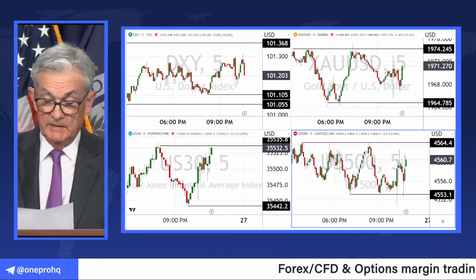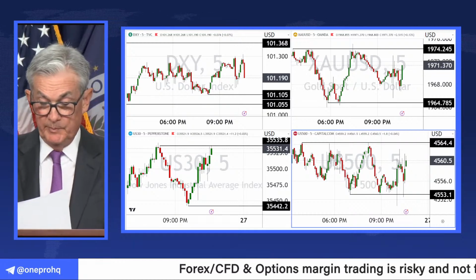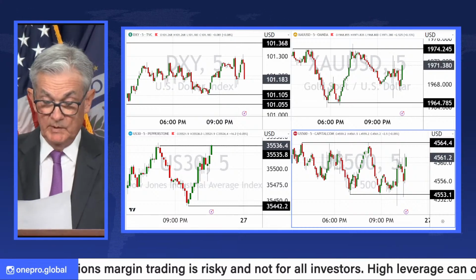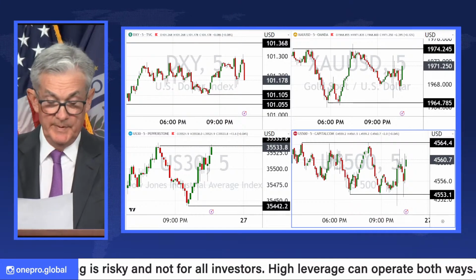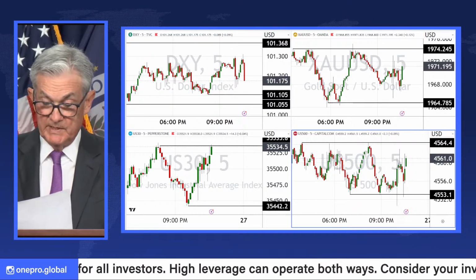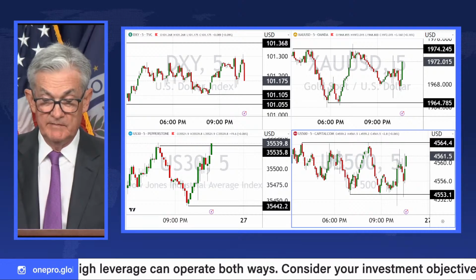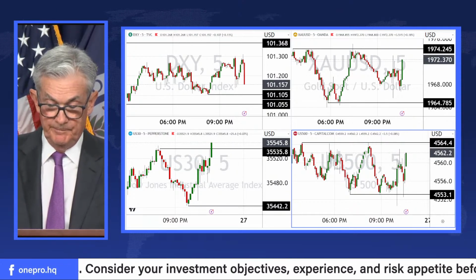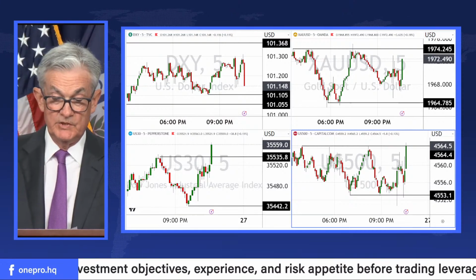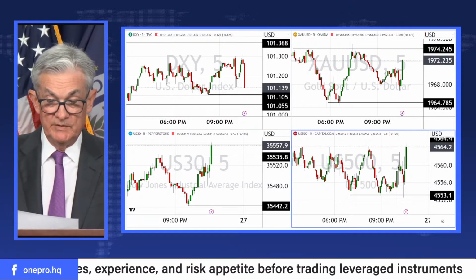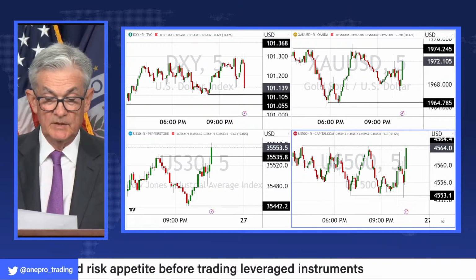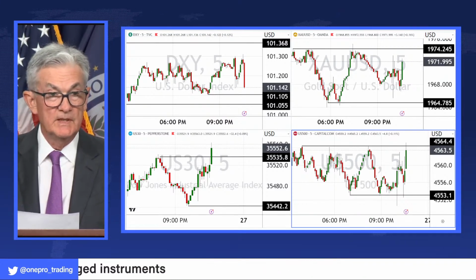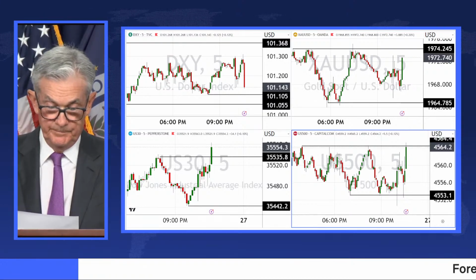In determining the extent of additional policy firming that may be appropriate to return inflation to 2% over time, the committee will take into account the cumulative tightening of monetary policy, the lags with which monetary policy affects economic activity and inflation, and economic and financial developments. We will continue to make our decisions meeting by meeting, based on the totality of the incoming data and their implications for the outlook for economic activity and inflation, as well as the balance of risks.